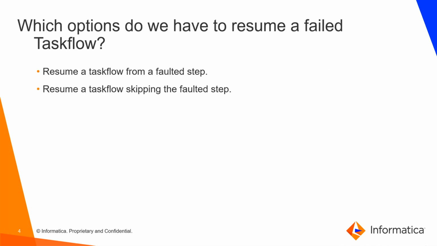And we have two options to resume a task flow that has failed. One of them is, suppose that you have data task 1, 2, and 3. The 1 is executed fine, the 2 fails, and the task flow stops there. Maybe data task 3 depends on the 2. So when you want to resume, you want to try again to process data task 2 and then the 3. That's one option. That's what we call resume a task flow from a faulted step.